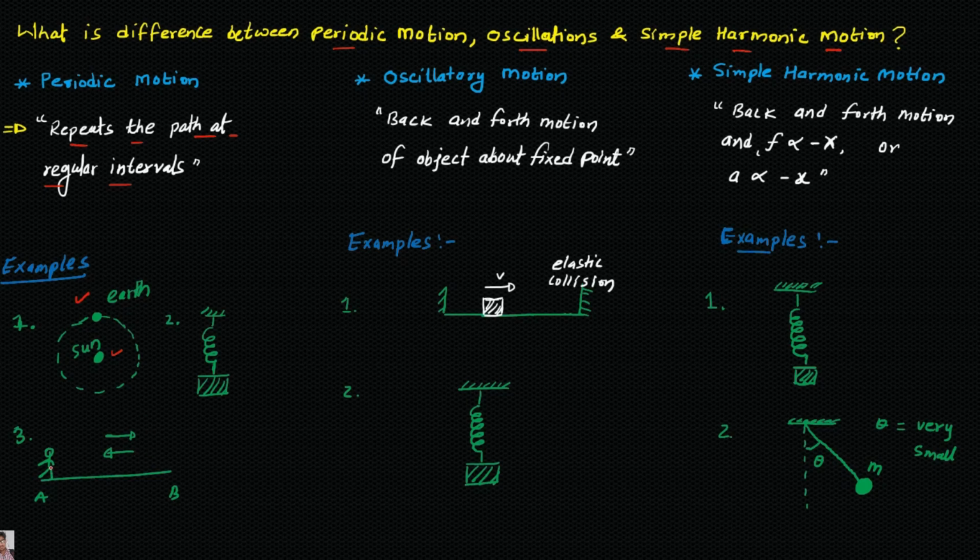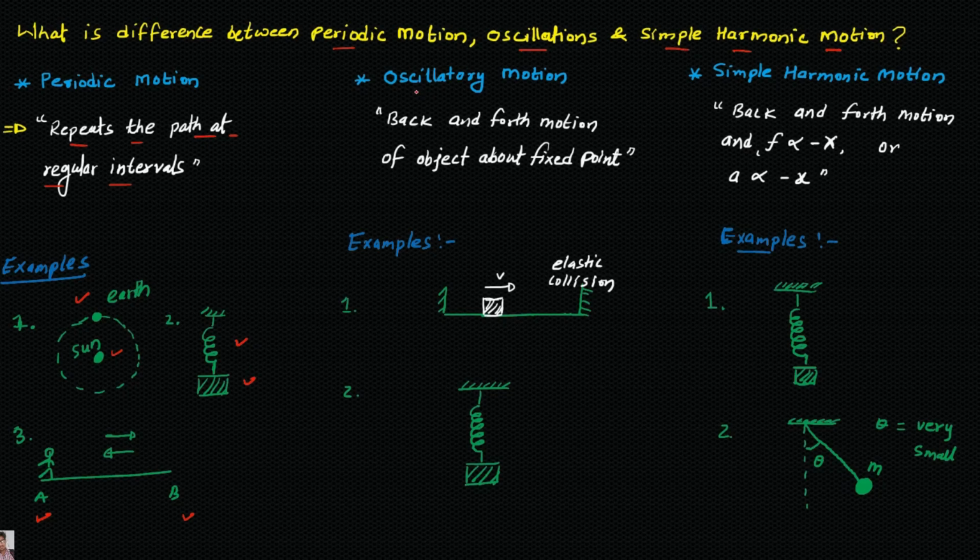Similarly, if you walk, let's say, between two fixed points A and B, and you are walking with a constant velocity, then also you can take it as periodic motion. Here is another example in which a spring is connected with a mass, and the mass is given some displacement. This can also be taken as periodic motion.